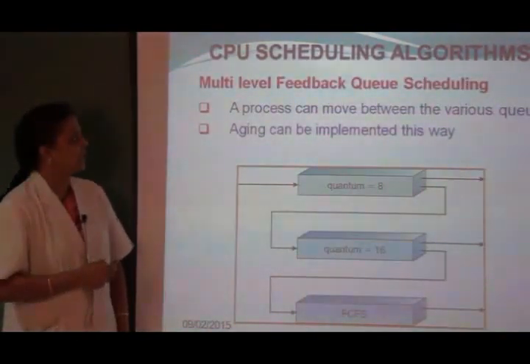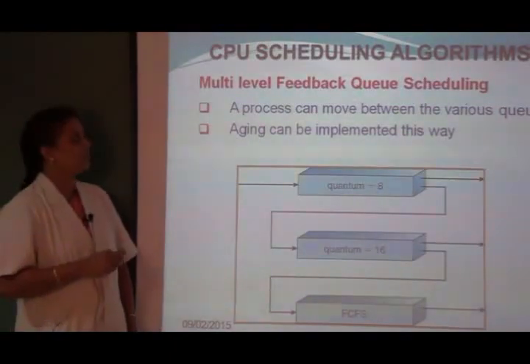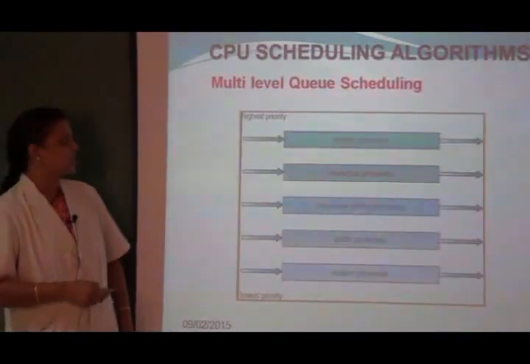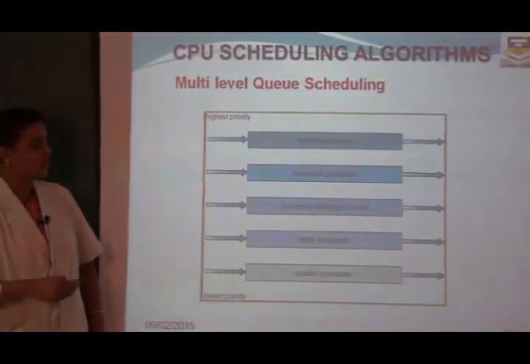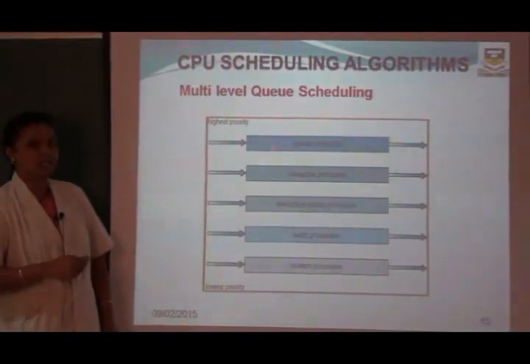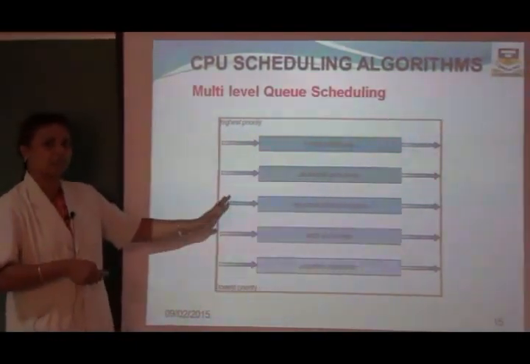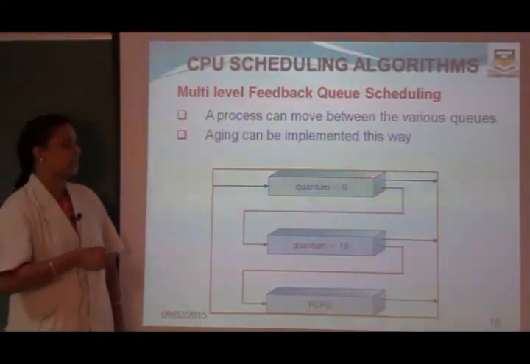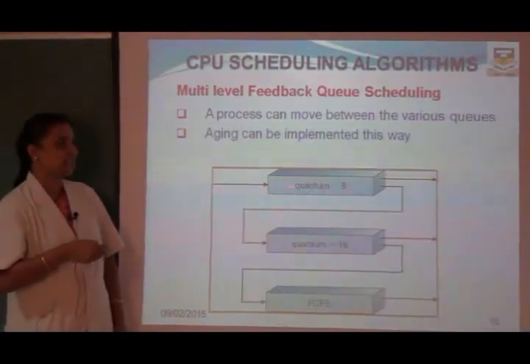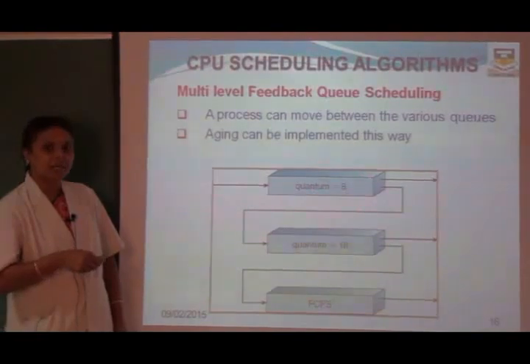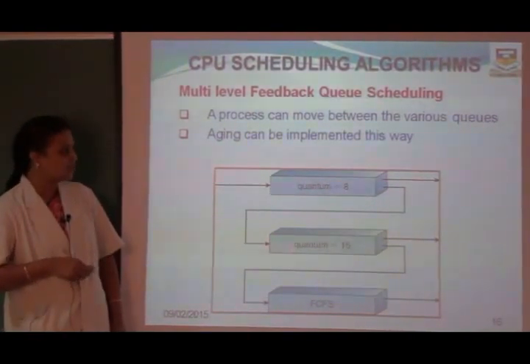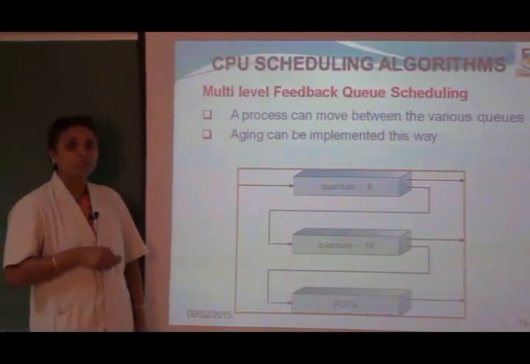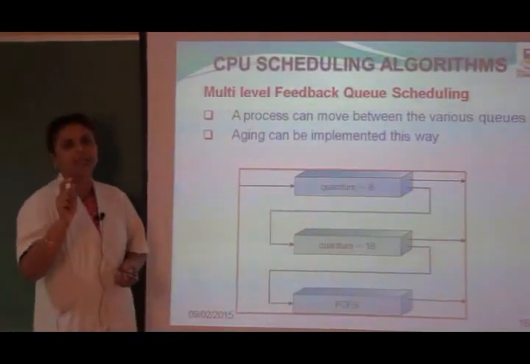The next one, multi-level feedback queue scheduling. In multi-level feedback queue scheduling, the processes move between the queues. In the previous case, the processes are not moved between the queues. Initially, during the arrival time itself, the processes are placed in their respective queue. But in the case of multi-level feedback queue, all the processes are placed in the topmost queue. Initially they are placed in the topmost queue, then based on their burst time they may be moved to lower level queues. So the aim of this algorithm is to give preference to short burst time processes.